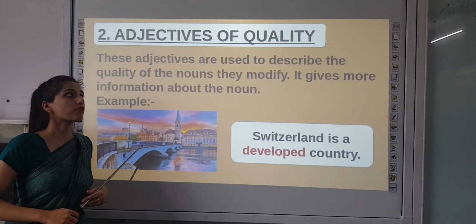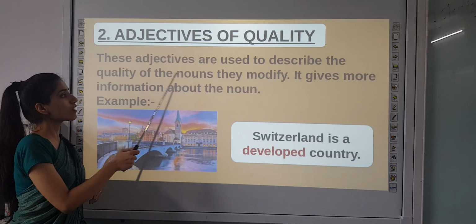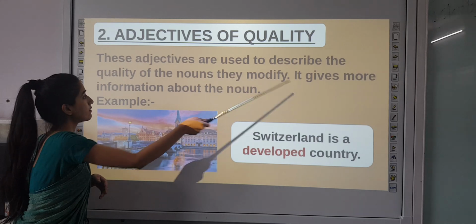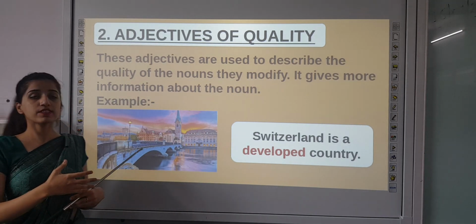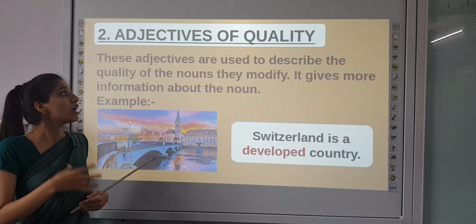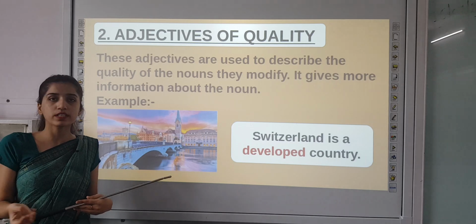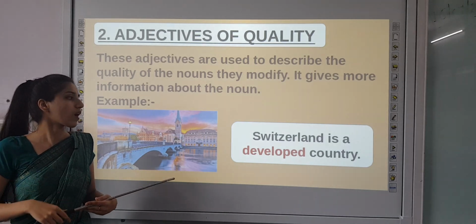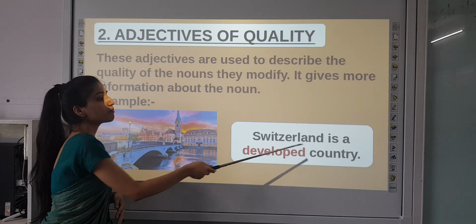Second, adjectives of quality. These adjectives are used to describe the quality of the nouns they modify. It gives more information about the noun. So as you have studied in your junior classes also, this type of adjective is used to describe the quality of a noun or a pronoun. So here look at this example. Switzerland is a developed country.